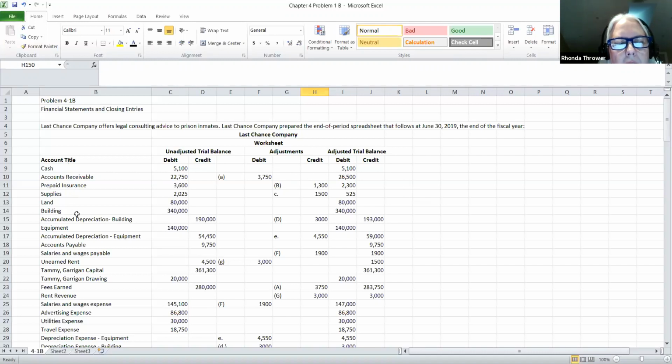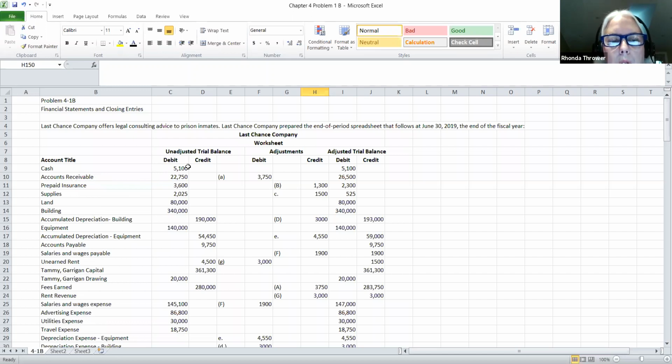You can see you've got a list of all your accounts. These are the accounts that are in your ledger. All of the accounts that you've used throughout the period would be listed under these account titles, and these are all of your ledger accounts. They have given you the first two columns as being the unadjusted trial balance.